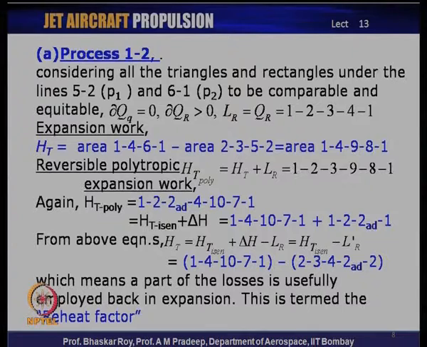Which means a part of these losses is somehow getting usefully employed back in the process of expansion, and this is what is often termed a reheat factor, which we mentioned a little earlier. Some of the losses that occur in a turbine transform themselves into heat internally, and that heat is available for expansion purposes, so one can say it is gainfully employed for the purpose of expansion. That is what may happen in a polytropic process.